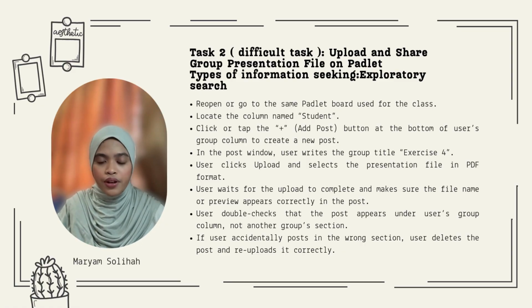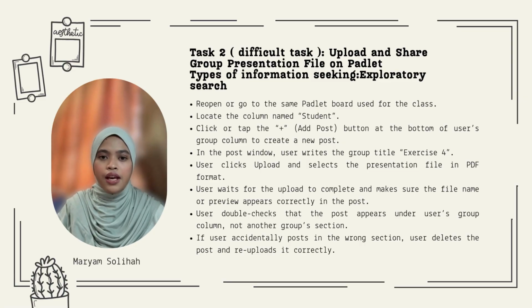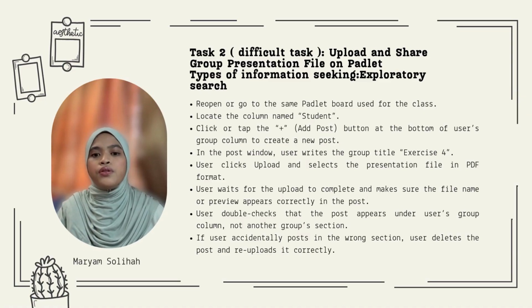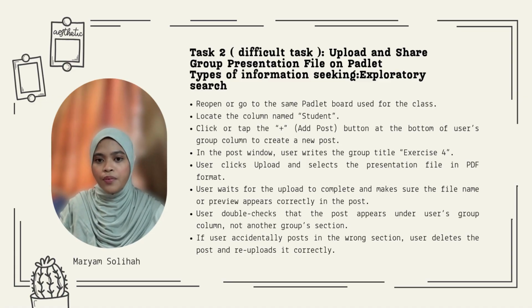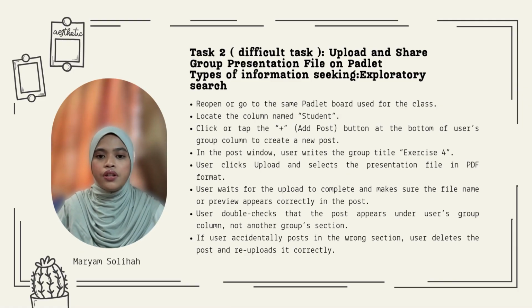The user clicks upload and selects the group presentation file in PDF format. The user needs to wait for the upload to complete and check that the file name and preview appear correctly in the post. The user needs to double check that the post appears under the correct group's column, not in another group section. If the user accidentally posts in the wrong section, the user needs to delete the post and re-upload it correctly.